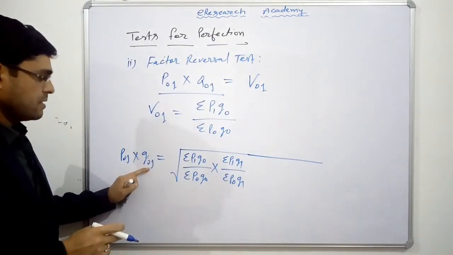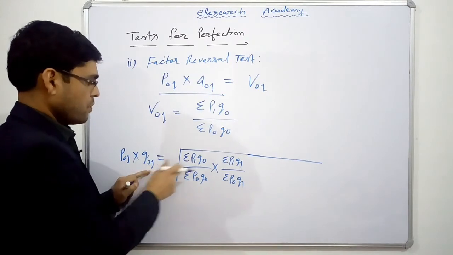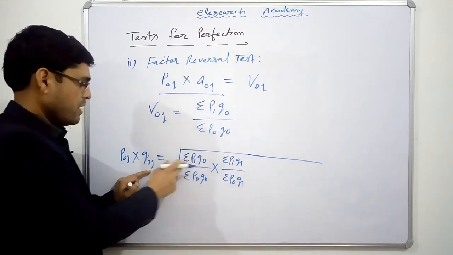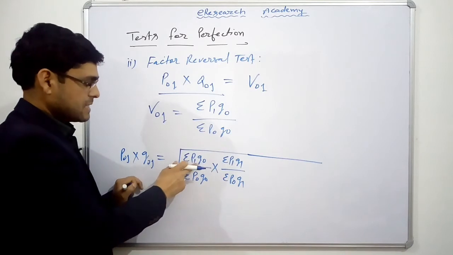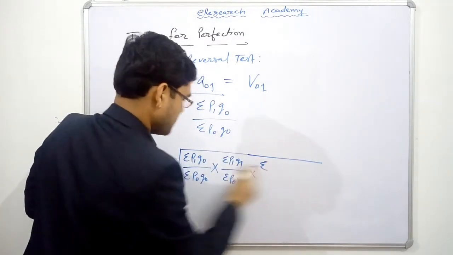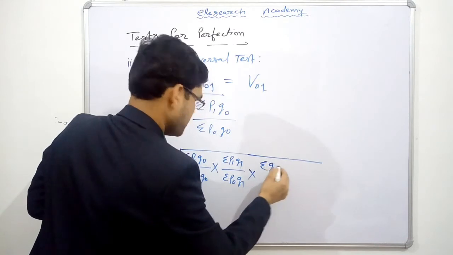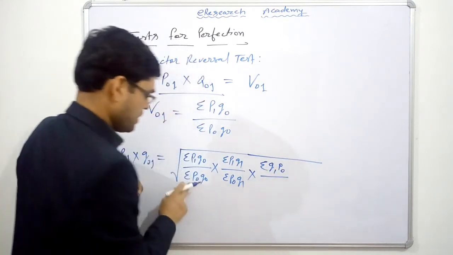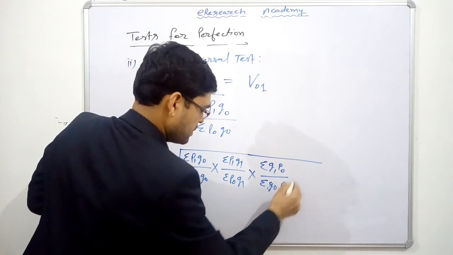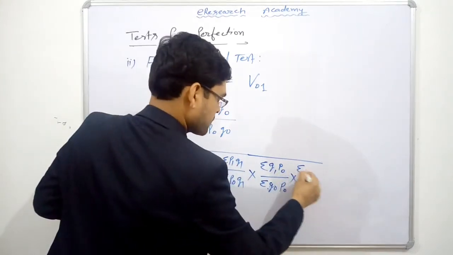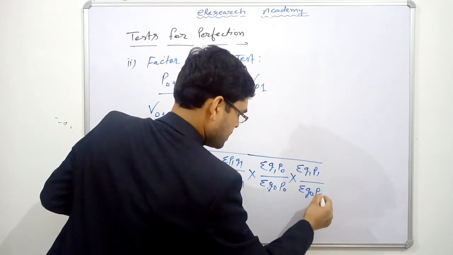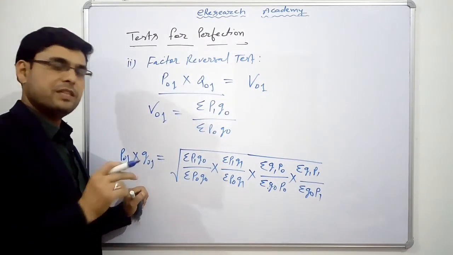Now, for the quantity index, what do we do? For the quantity index we have to replace P with Q and Q with P. Please recall the last video where we discussed the quantity index. We replace P with Q and Q with P, and the test will remain the same. So into sigma Q1 P0 upon sigma Q0 P0 into sigma Q1 P1 upon sigma Q0 P1.